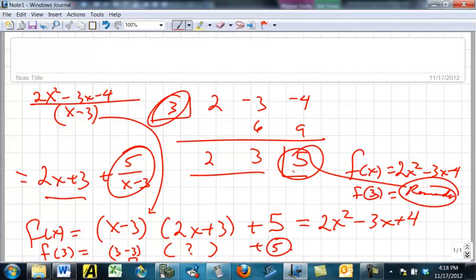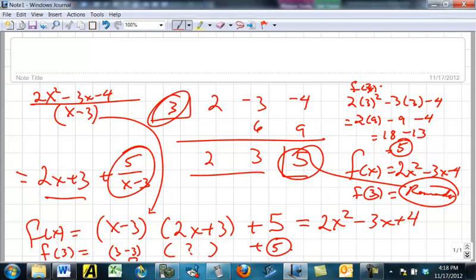So one way we can do this, watch, you can take this and do 2 times 3 squared minus 3 times 3 minus 4. That's f of 3. 2 times 9 minus 9 minus 4 is minus 13. 18 minus 13 is 5. So that's one way to get it. That's the normal way to get it, f of 3. But we can also do the synthetic division, and whatever that remainder is, that's also the same thing.